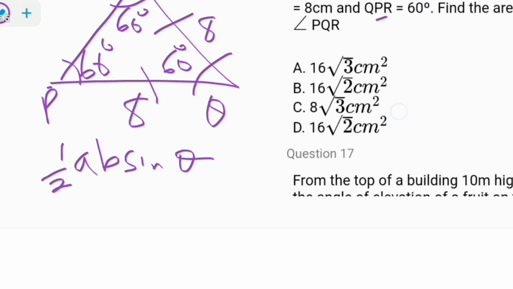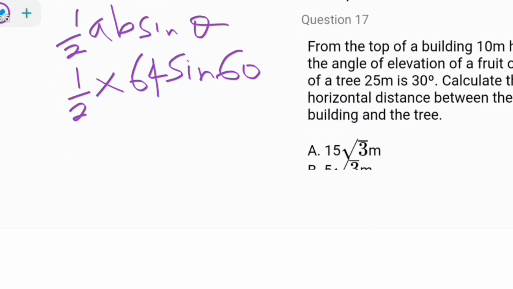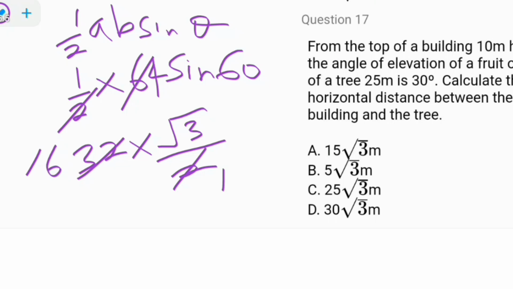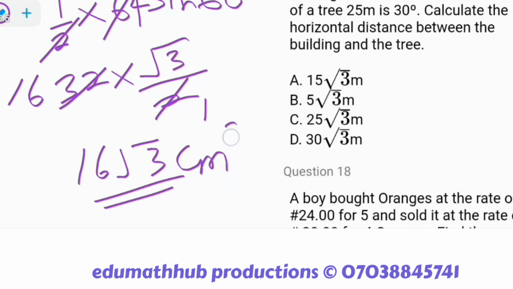So let's do that now. That will be half times, A is 8, B is also 8. So 8 times 8 is 64. Then sine, the angle that is in between them is 60 degrees, sine 60. So sine 60 is root 3 over 2. But 64 divided by 2, as you can see here, is 32. So you have 32 times root 3 divided by 2. This 2 will cancel here. Here will be 16. So the answer will be 16 root 3. 16 root 3, that will be the area in cm squared.